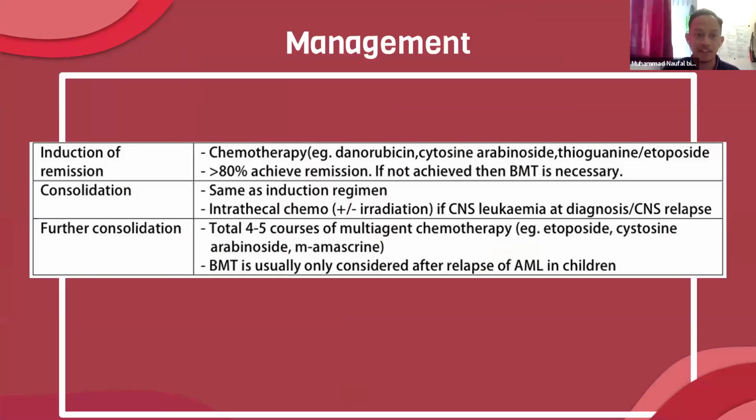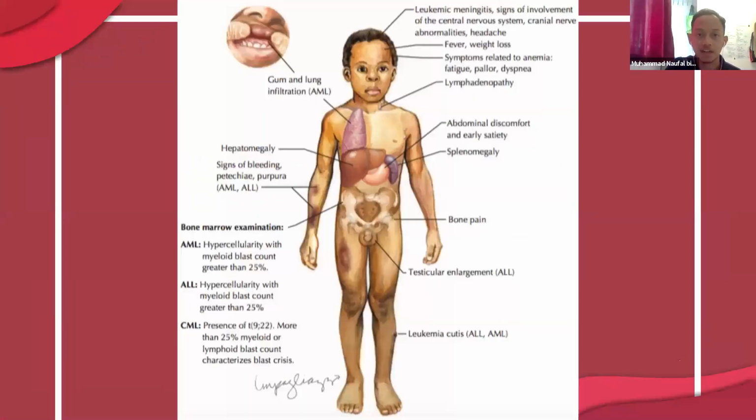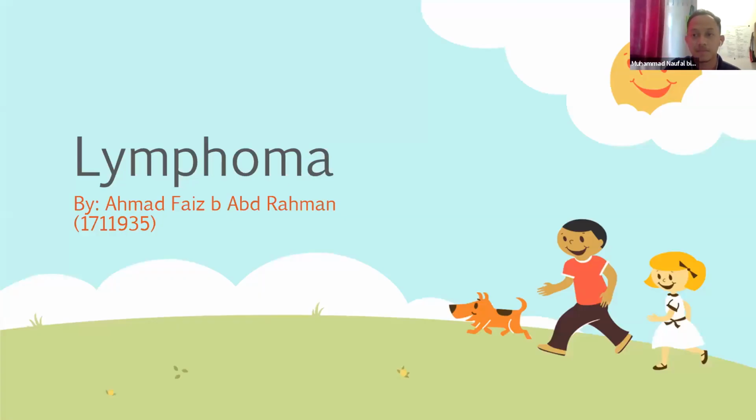Okay, this is in terms of management. Just like the ALL, there will be induction of remission, which is to kill the tumor cells rapidly by chemotherapy, and also there will be consolidation, which is to bring down the tumor burden to a very low level, and also there will be further consolidation in the management. Okay, next, this is the summary of the clinical features in childhood leukemia. So I think that's all.